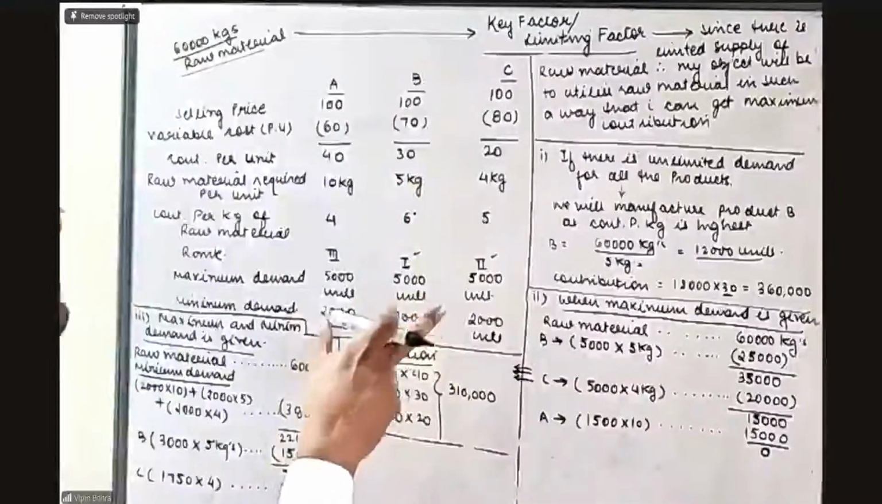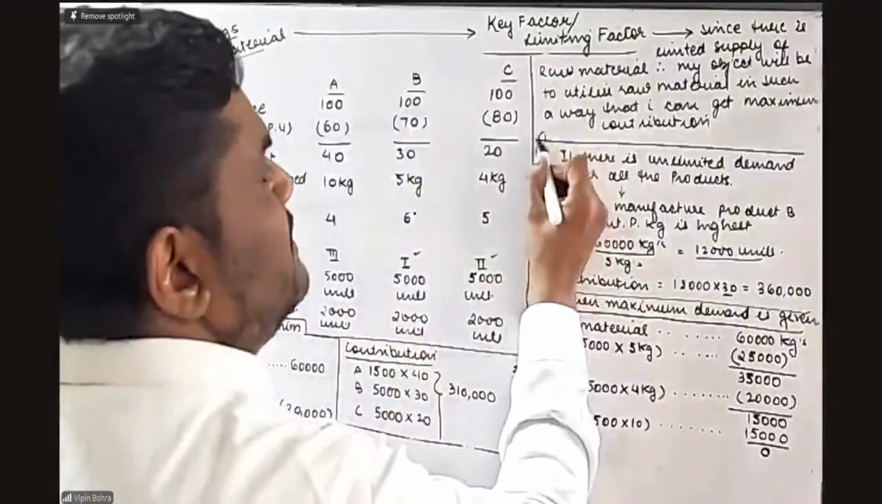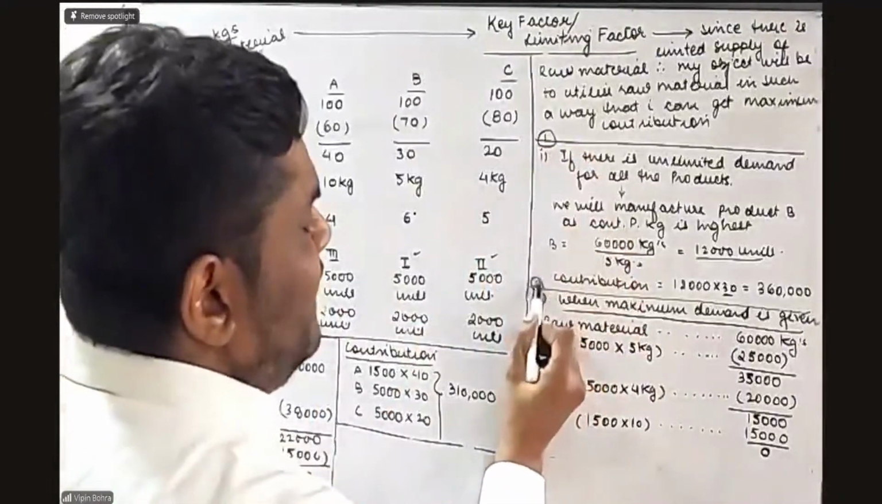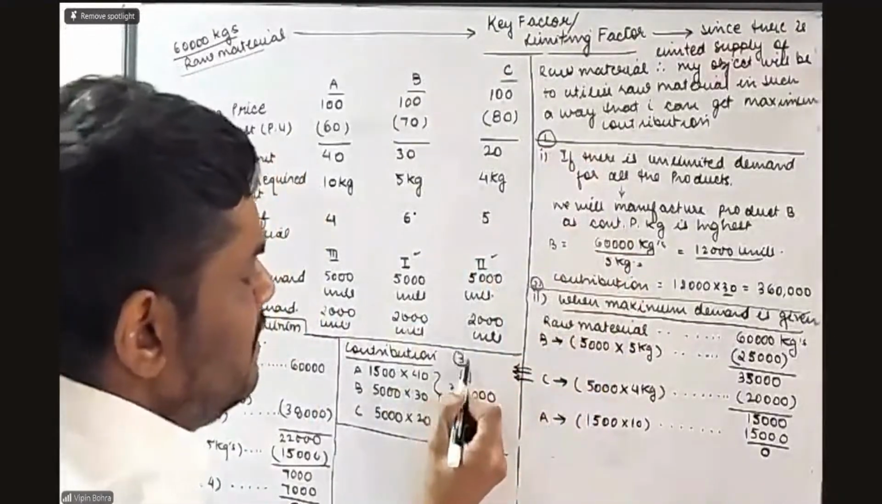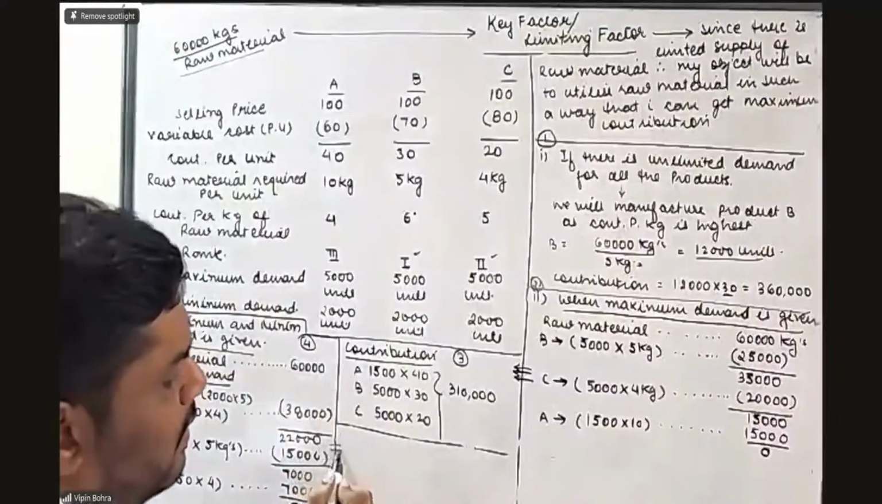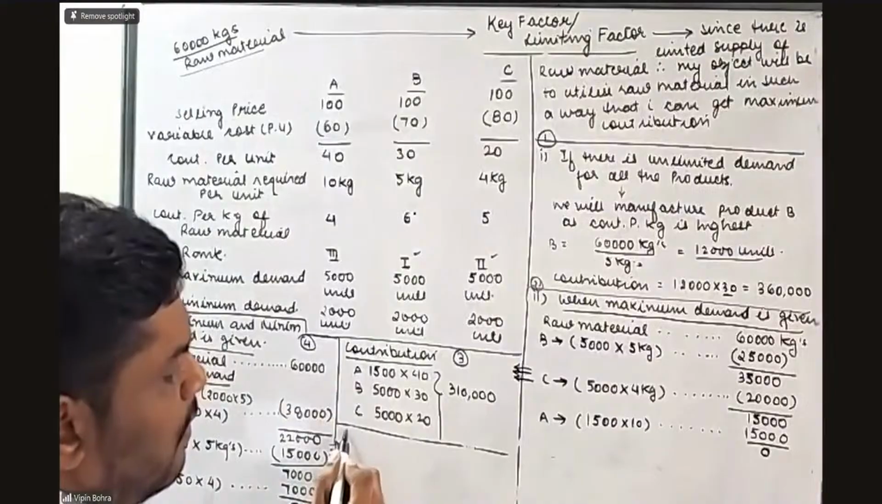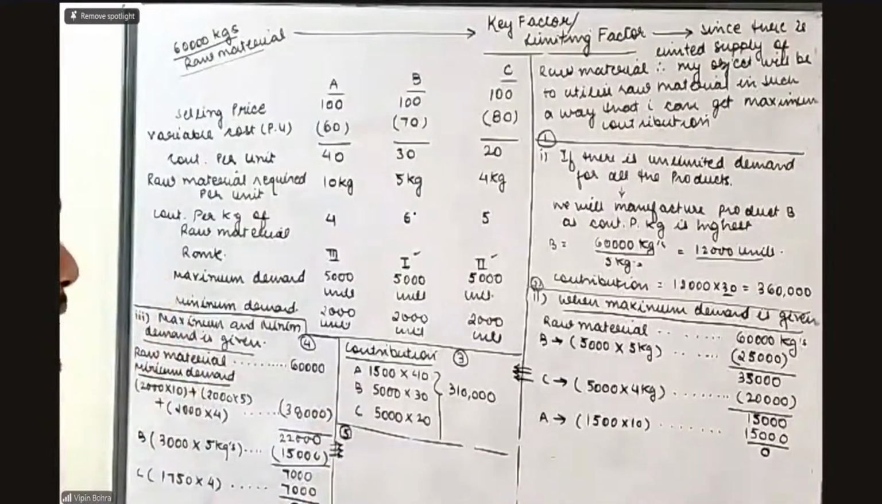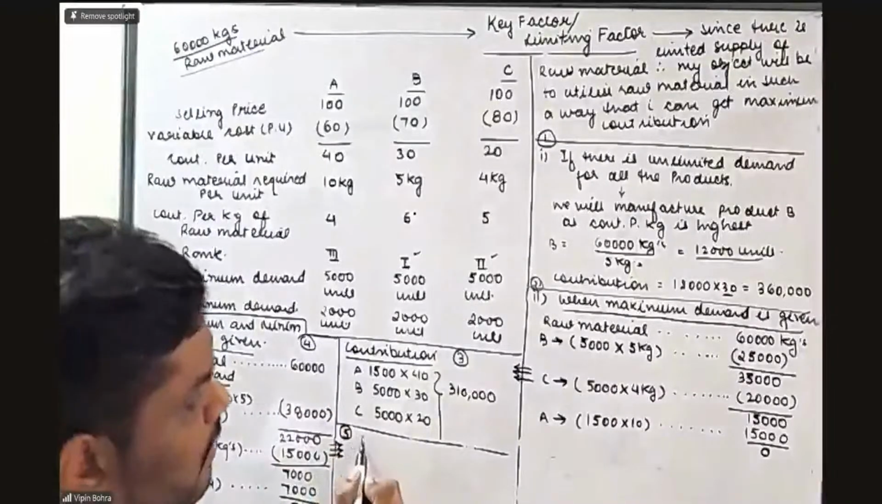So this is the master table. This is the first part to copy. This is the second part to copy. This is the third part. This is the fourth part. And now the fifth part. How to calculate contribution. So see.